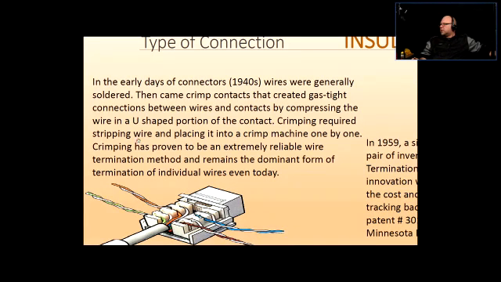Crimping required stripping of the wire and placing it into a crimp machine one by one. So there goes the time idea, right? Time is money. Crimping has proven to be an extremely reliable wire termination method and remains the dominant form of termination of individual wires even today, again, besides soldering.